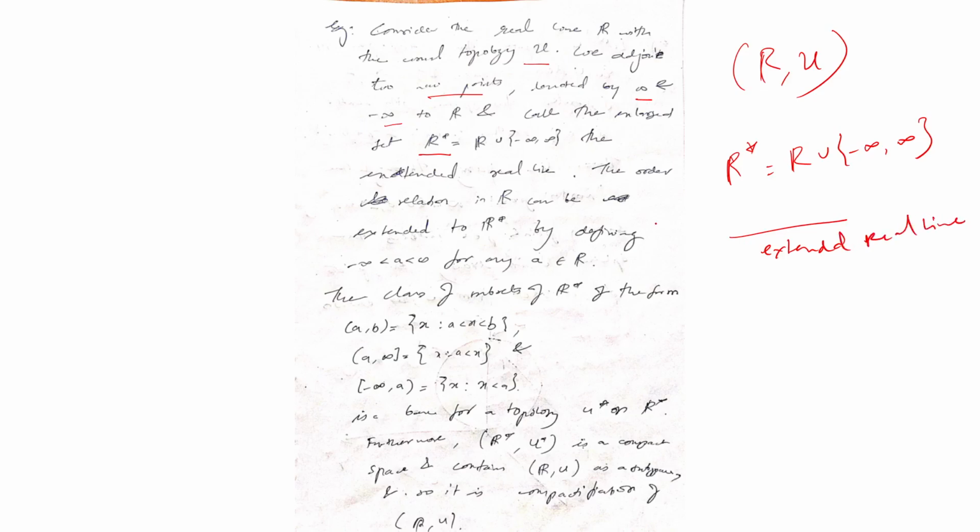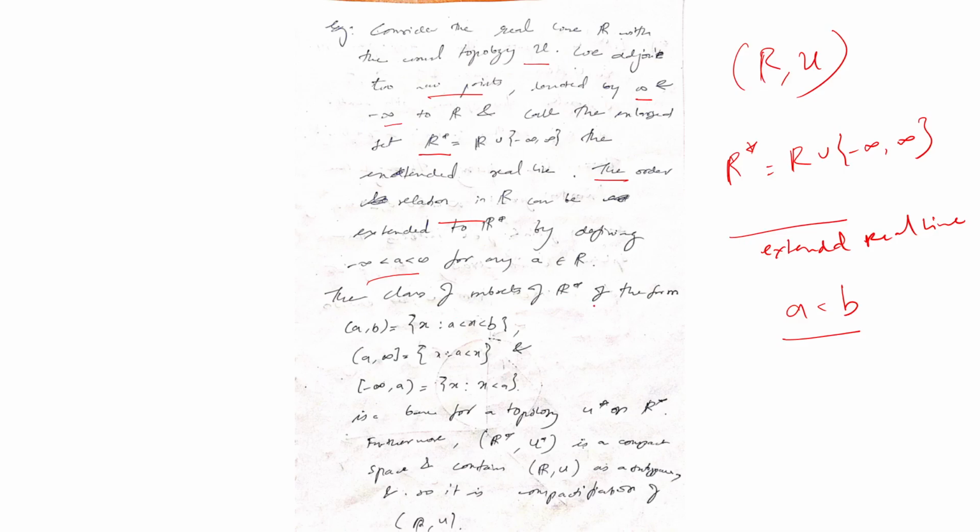So the order relation in R can be extended to R star. You know about the order relation, right? If you have 2 points A and B, it is ordered like A less than B. By defining minus infinity less than A less than infinity for any A belongs to R, you can define the extended real line, right?